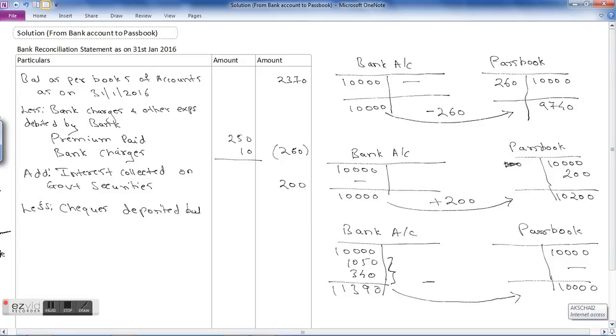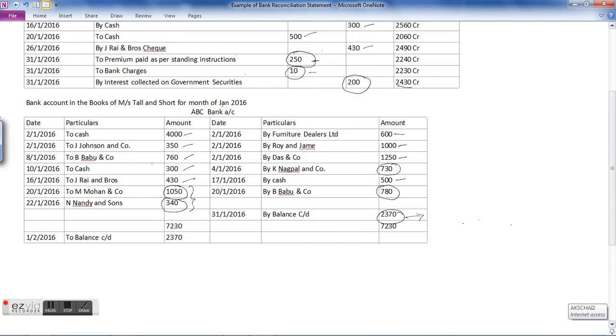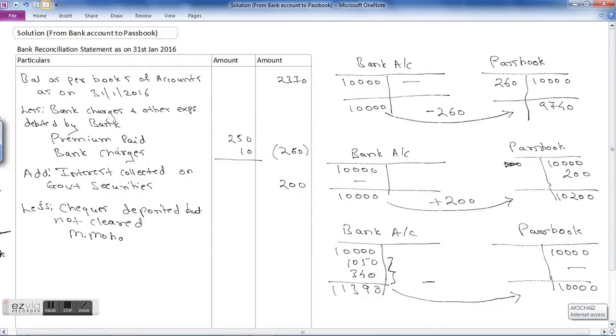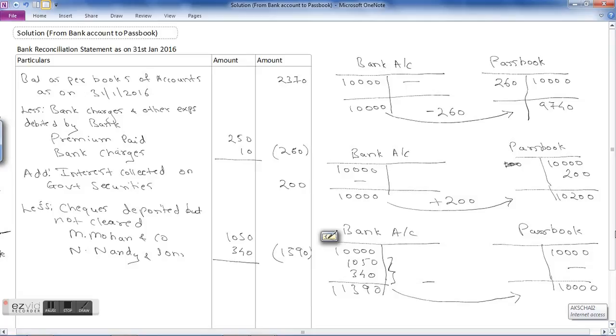deposited but not cleared. Correct? What are the two parties here? M. Mohan and Company 1050. Second one is N. Nandi and Sons. How much is that? 340. 1390. We have to reduce it. Correct? Now the next transaction.